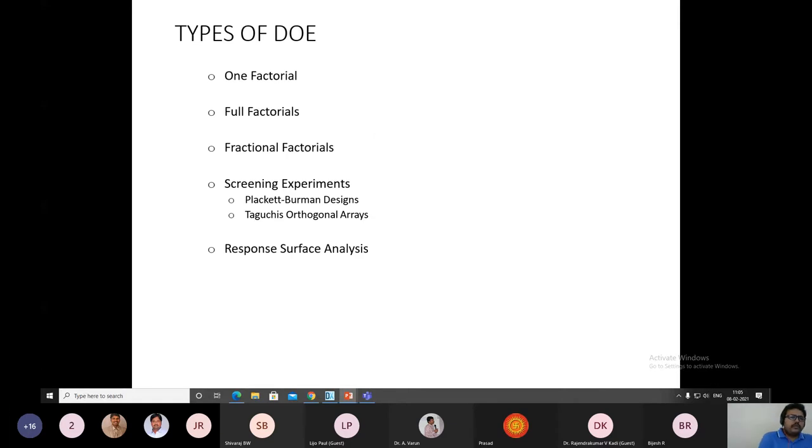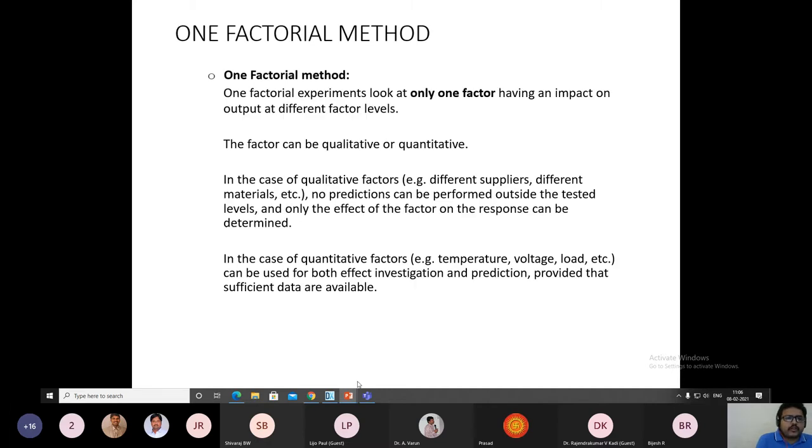So types of DOE. When we are talking about types, we have various types, like one factorial, full factorial, fractional factorial, screening experiments, response surface analysis, etc. Right? So we'll see one by one how the one factorial, two factorial, full factorial, fractional factorial, screening experiments, response surface analysis will have an influence on the response, etc. Right?